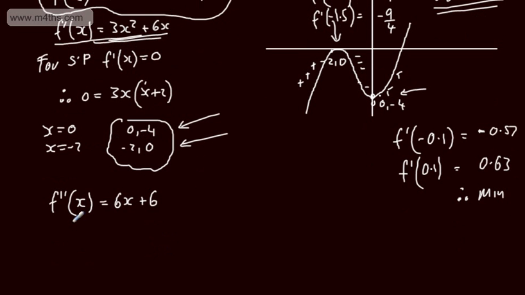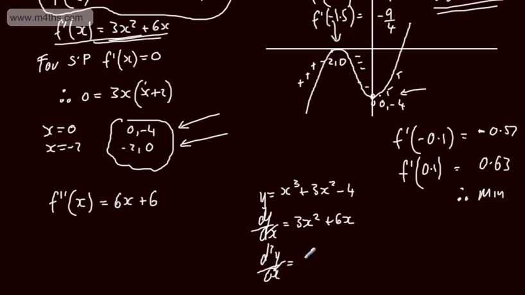We could, of course, if we had y is equal to the original function, which was x cubed plus 3x squared minus 4, say that dy by dx would be equal to 3x squared plus 6x. Then d2y by dx squared would be 6x plus 6. So this is the different notation.